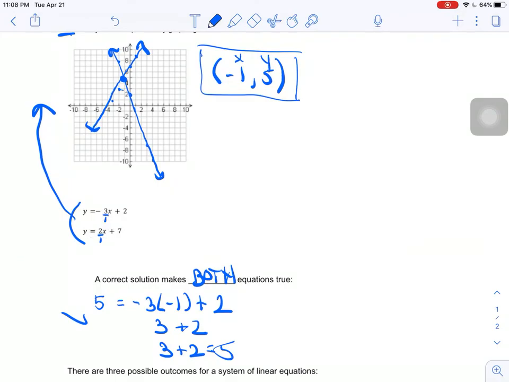So you have to test both. If we drop our answer into the y equals 2x plus 7, that turns into 5 equals 2 times negative 1 plus 7. 2 times negative 1 is negative 2, plus 7. Negative 2 plus 7 is 5, which is what it's supposed to equal. So check, check. They both work, which means that is the correct answer. So that is how you solve a system of equations.